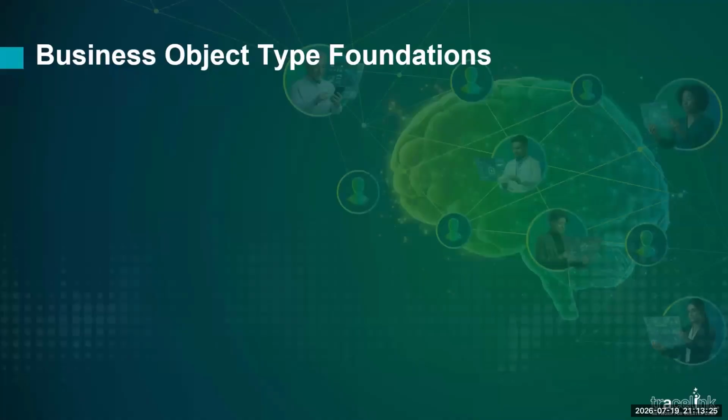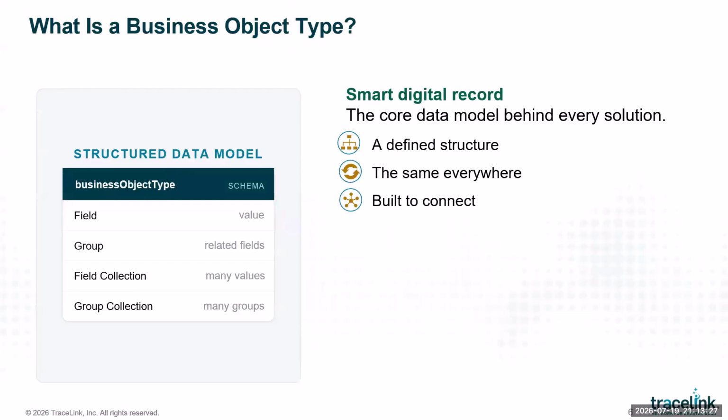Let's start with the business object type foundations. So what is a business object type? The simplest way to think about it is a smart digital record, like a structured form that defines exactly what information you capture and how it's organized. In the OPUS Solution Environment, it's the core data model behind every solution.